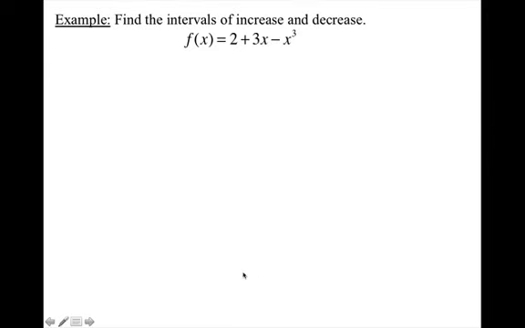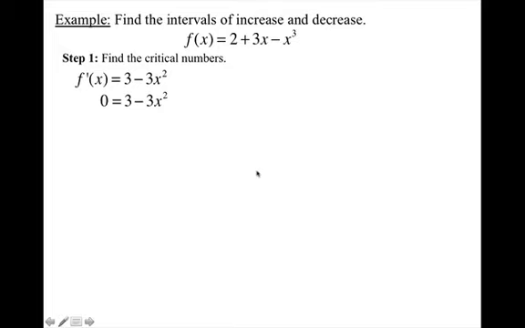All right, so let's say we wanted to find the intervals of increase and decrease on this given function. So the first step is to find the critical numbers. So find the derivative, set equal to 0, and if the derivative can be found not to exist at certain values, you also have to do that. In this case, we do not have to because it is a polynomial. Solve for x. So x equals positive and negative 1.